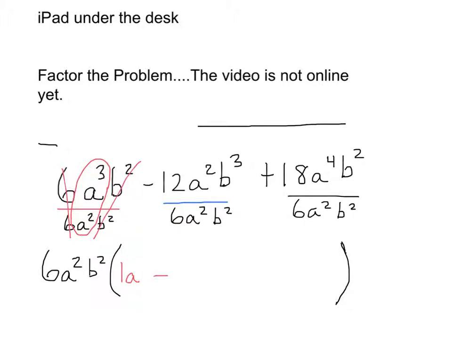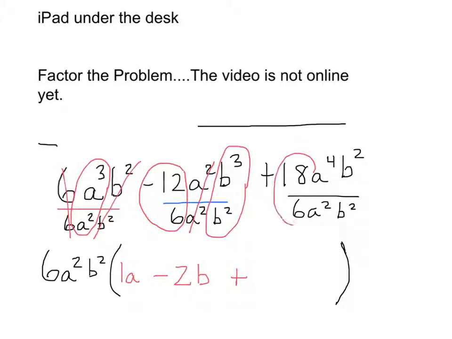Okay, then I'll put minus. Negative 12 divided by 6 is negative 2. A squared divided by a squared cancels. And b cubed divided by b squared is just what? B. Plus 18 divided by 6 is 3. A to the 4th divided by a squared is a squared. And then b squared divided by b squared cancels, doesn't it?